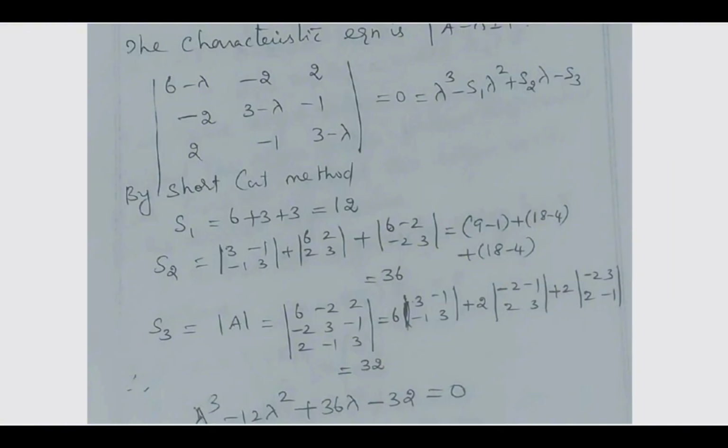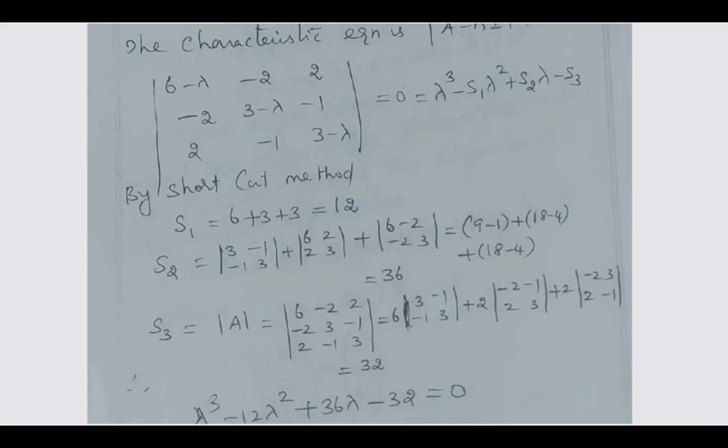Now s3 is the same. We are going to expand it by the determinant value. You have to be very careful, and always start with plus for the first value, then concentrate on the middle value, then concentrate on the last value. You see how I have taken the minor: minus 2 3 and 2 minus 1 I have taken. Is it clear?